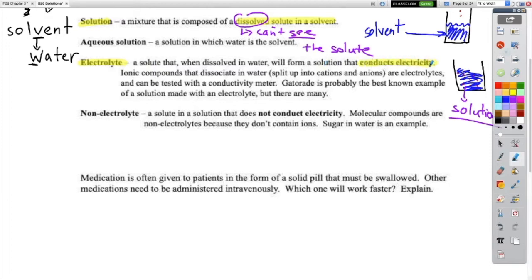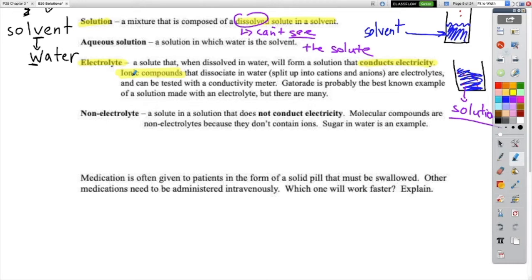Now, only certain kinds of compounds will make an electrolyte when you dissolve them. We know the type of compound that does it. For the most part, it is ionic compounds, okay? So they dissociate in water. Now, not all ionic compounds do this. Some are less soluble than others, but for the most part, we can think, okay, most ionic compounds will be electrolytes when you dissolve them, okay? So it splits up.